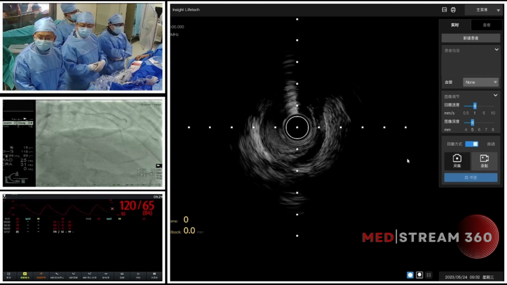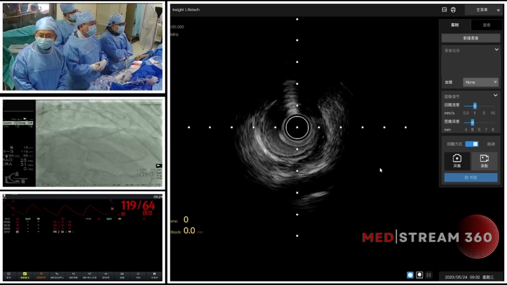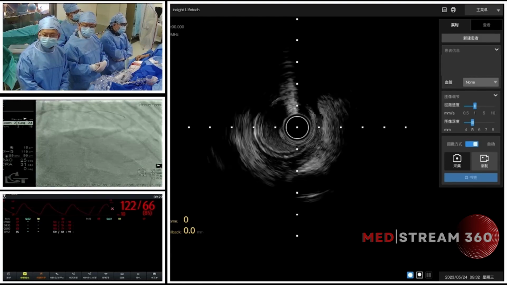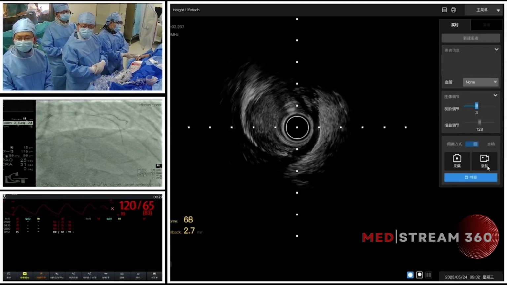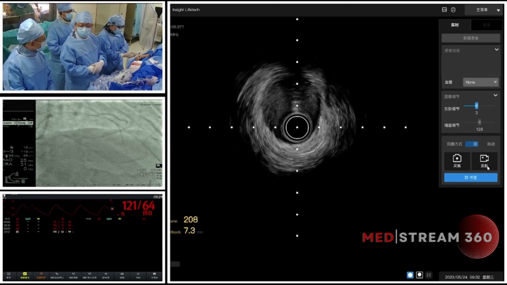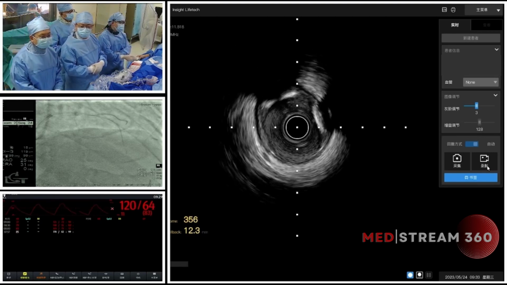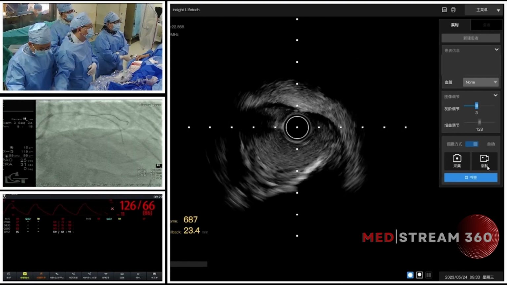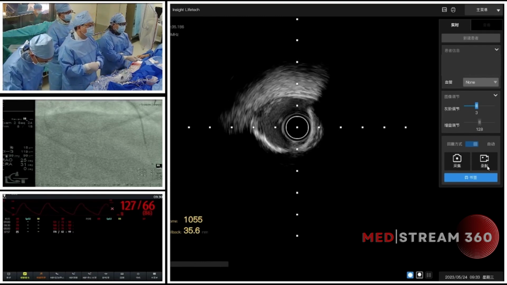Intravascular imaging is very important for selecting the optimal pre-treatment strategy. For this patient, we tried to perform intravascular imaging, but unfortunately, the IVUS catheter could not cross the lesion. We chose rotational atherectomy to modify the calcification.